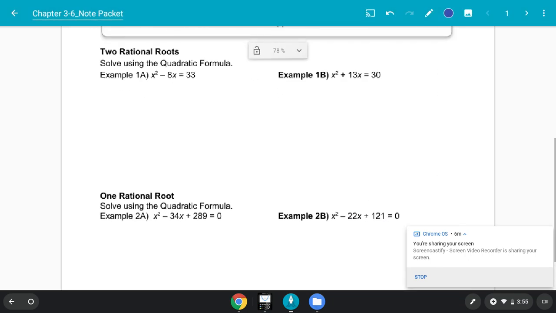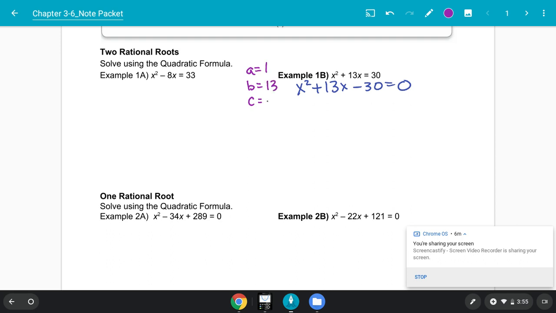Next one, same thing. We have to follow those same steps. So what we're going to do is start by subtracting 30 on both sides, and we're going to get x squared plus 13x minus 30 equals 0. And then I would go a equals, b equals, c equals. A is 1, b in this case is 13, and c is negative 30.